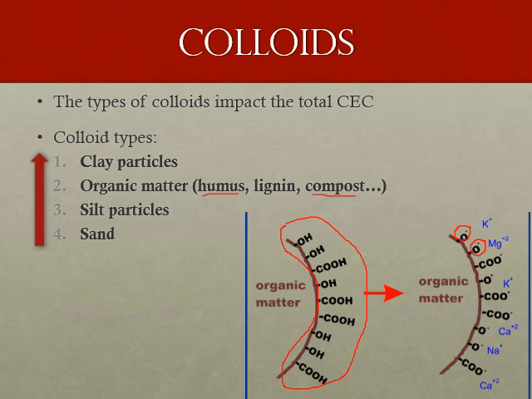Clay particles obviously have the maximum amount of negative charge, so they have very high CEC for a colloid, whereas sand and silt, which are not as weathered and don't have a large surface area, are typically poor cation exchangers. So sandy soils just don't hold on to their nutrients, right?